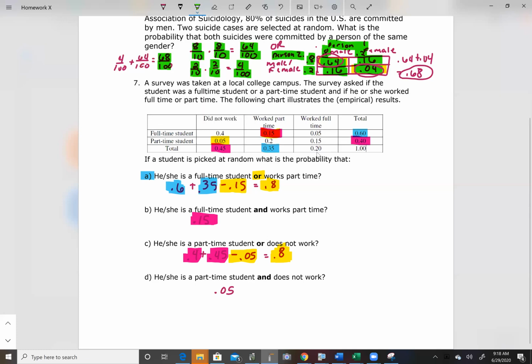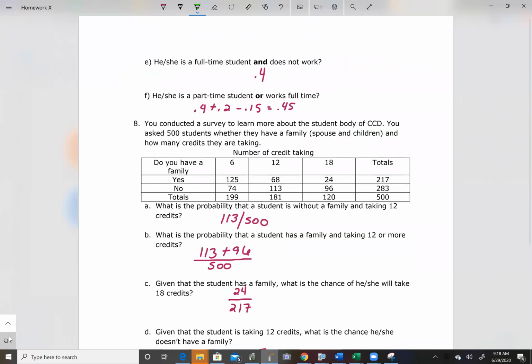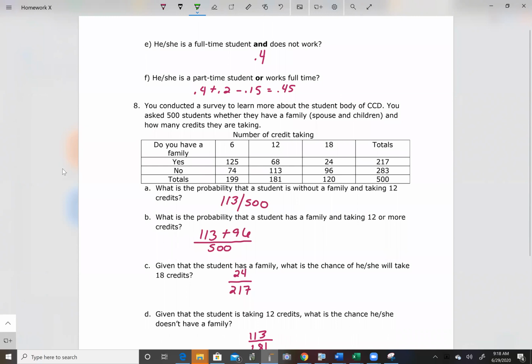And lastly, he or she is a part-time student and does not work. That's just going to be the box that they are a part-time student and they do not work, which is just that 0.05. Okay, and he or she is a full-time student and does not work. That's just 1 box. It's going to be 0.4.